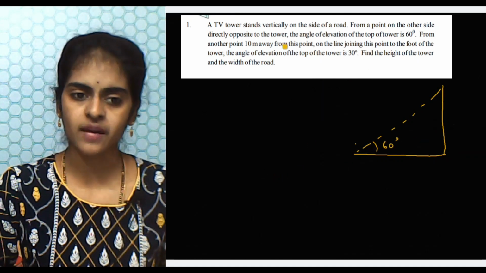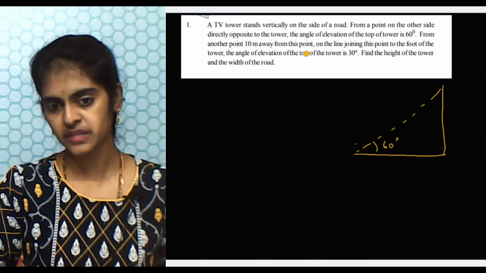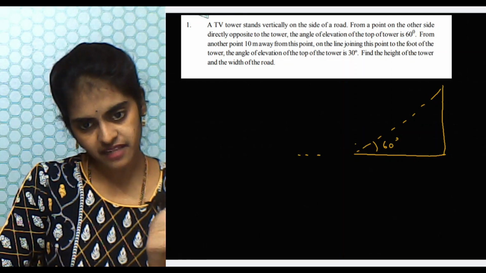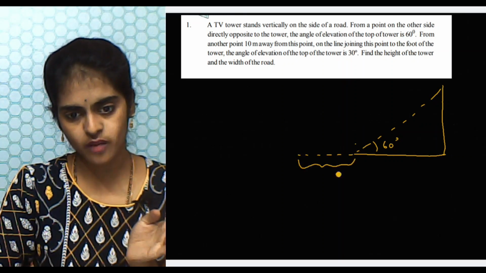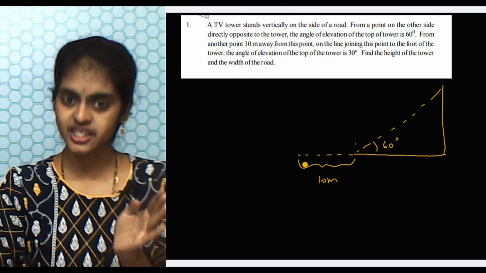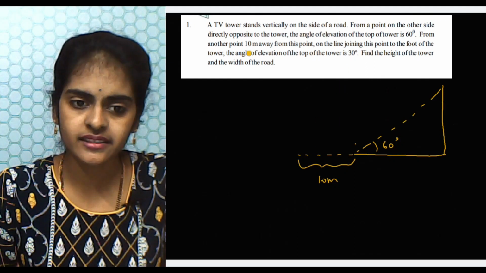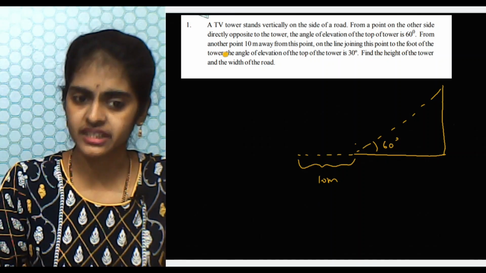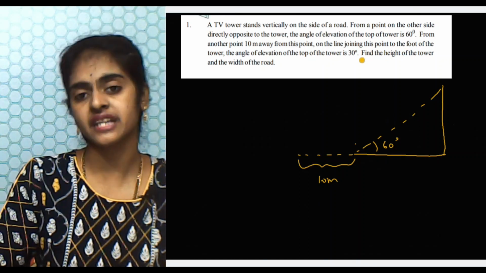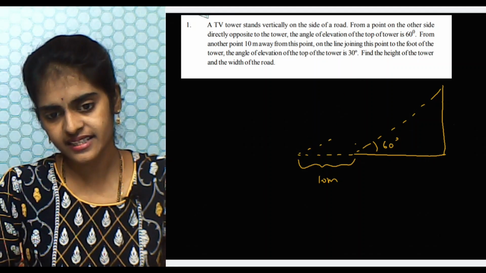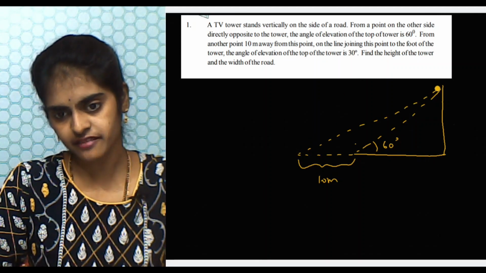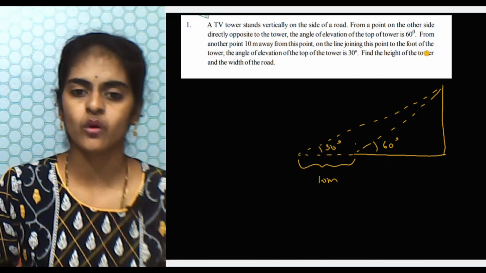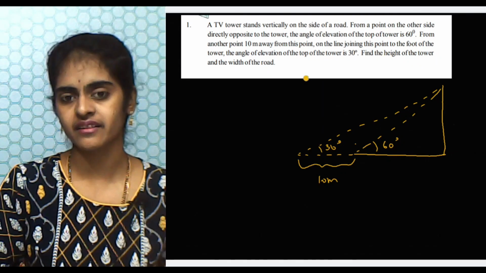Okay, so from another point 10 meters away from this point, that means a little far away from this point. This distance is how much? 10 meters away from this first point. If you are joining this point to the foot of the tower, the angle of elevation of the top of the tower is 30. So if you take this angle of elevation from this point, this is 30. So you have to find the height of the tower and the width of the road.